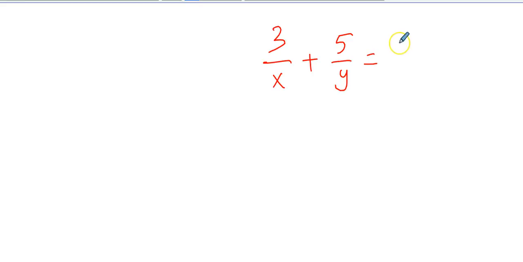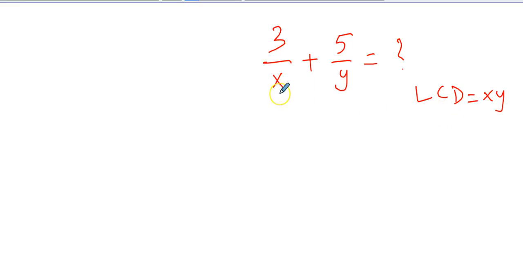What is the sum of these two rational expressions? Right? So x is there and y, those two are the denominators, x and y. So I can say that my least common denominator is x times y, that is xy. Okay, so that part is done.